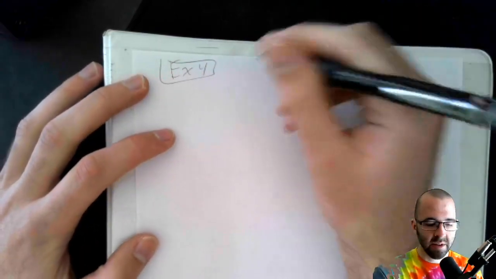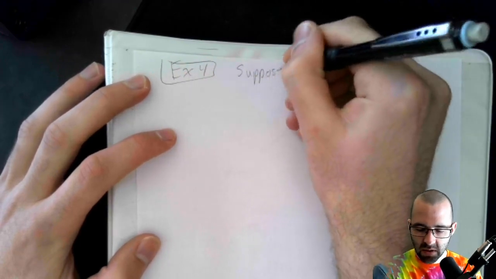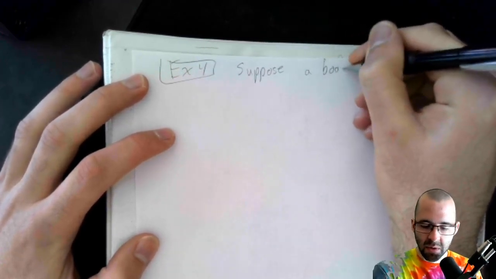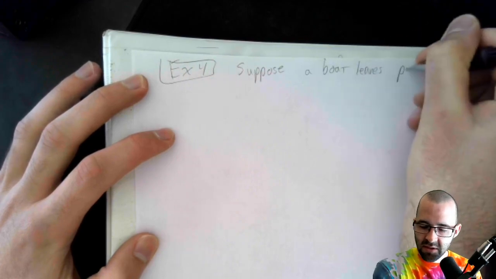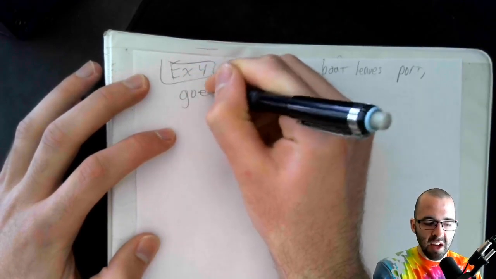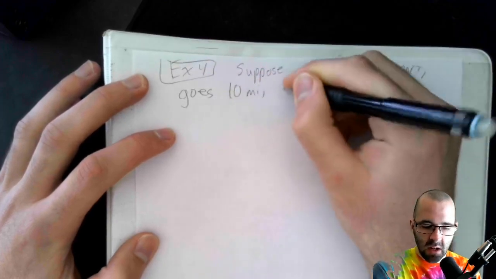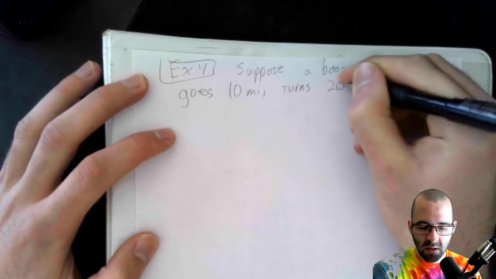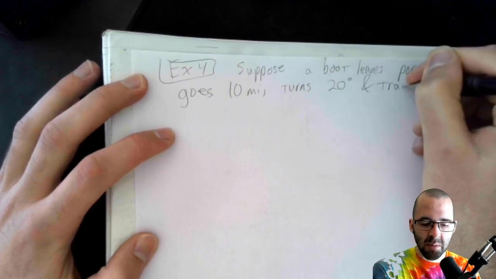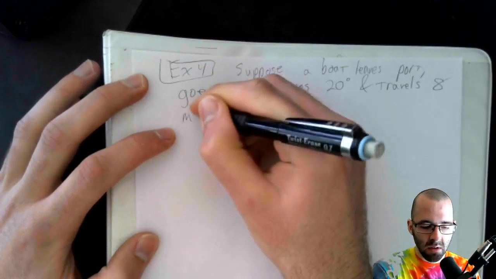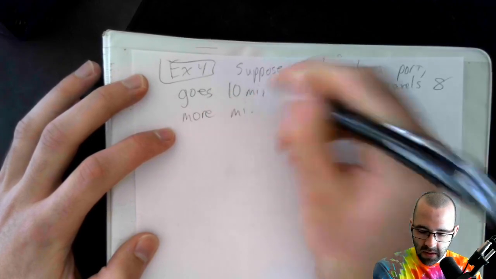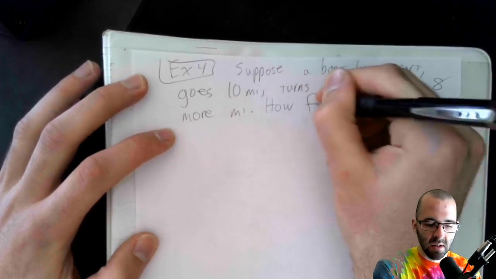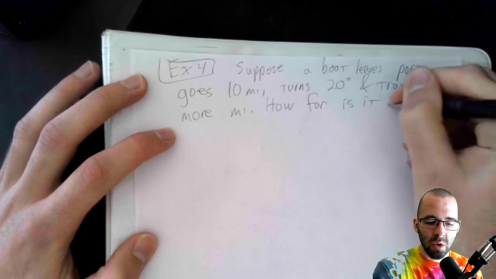Then we're going to do example 4. So, example 4 gives you a picture, and there's a little bit of writing, so we'll just write it down. It won't take too long. But suppose a boat leaves port, goes 10 miles, turns 20 degrees, and travels another 8 miles. Question is, how far is it from port?